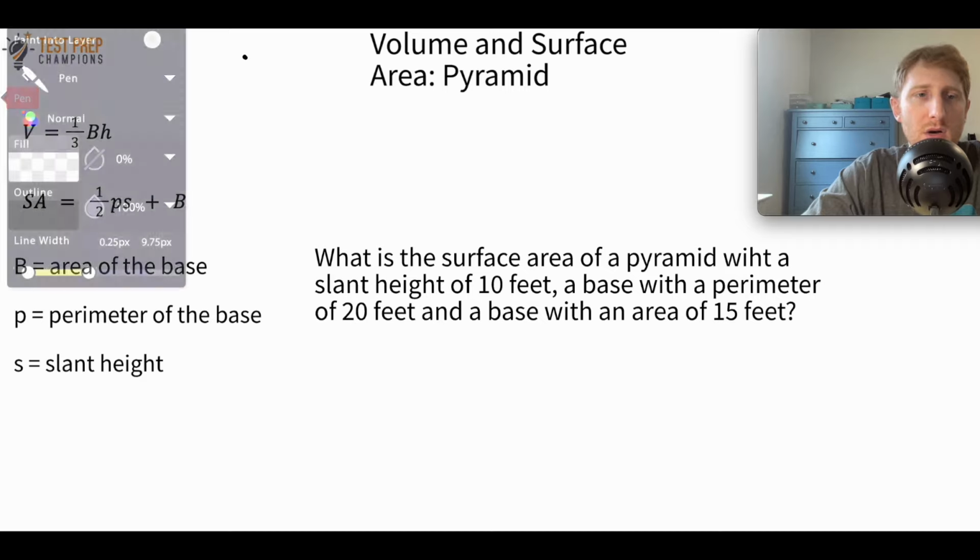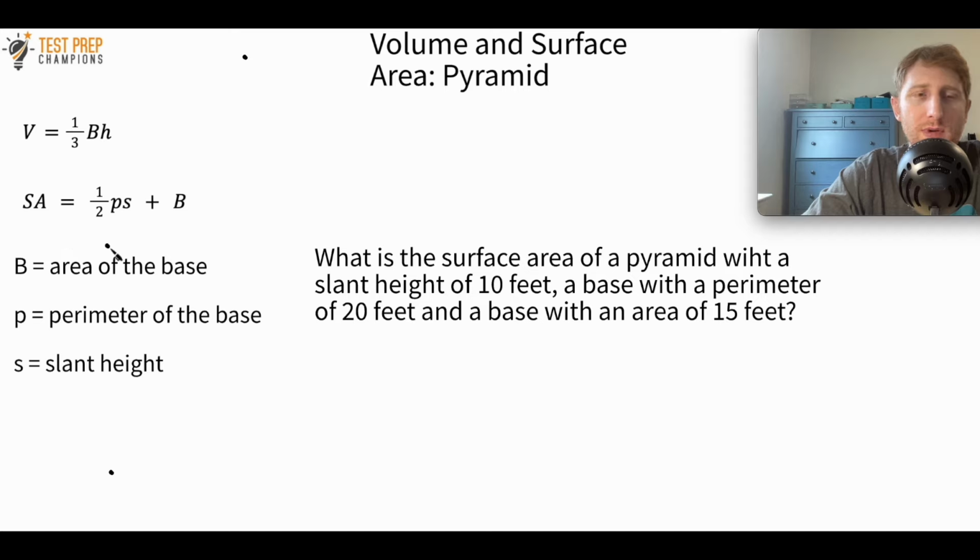Okay, so let's go over this now. We're going to use the surface area formula. The question is, what numbers are we going to plug in? So we'll start with half times P. What am I going to plug into the formula for P? Well, we're told that the base has a perimeter of 20 feet. So that is our giveaway that we're going to plug 20 in for P.